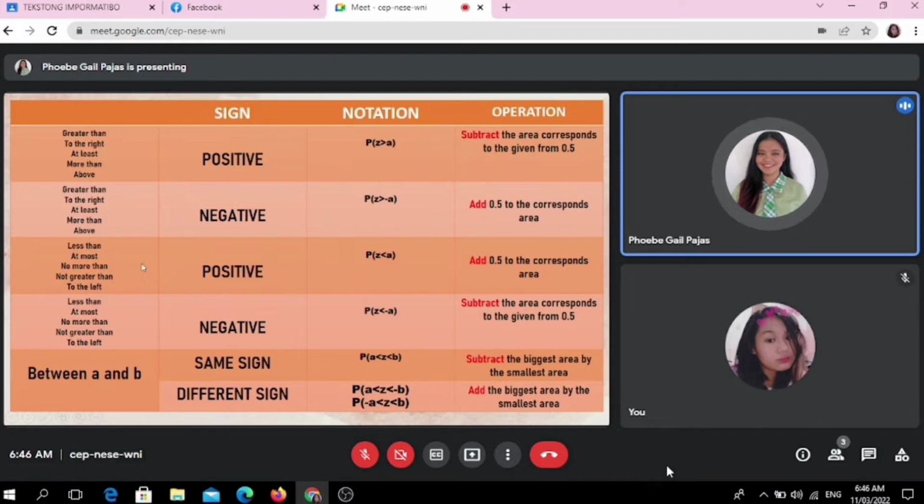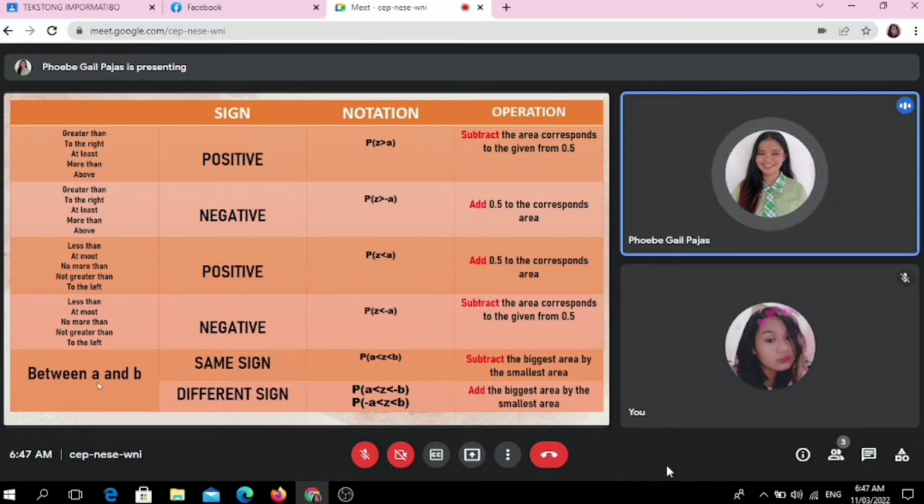Another condition: less than, at most, no more than, not greater than, to the left. The sign is positive. The notation is probability of z is less than a. Then the operation that we will be using is add 0.5 to the corresponding area. Another condition: less than, at most, no more than, not greater than, to the left. The sign is negative. The notation is probability of z is less than negative a. Then the operation that we will be using is subtract the area corresponding to the given from 0.5.